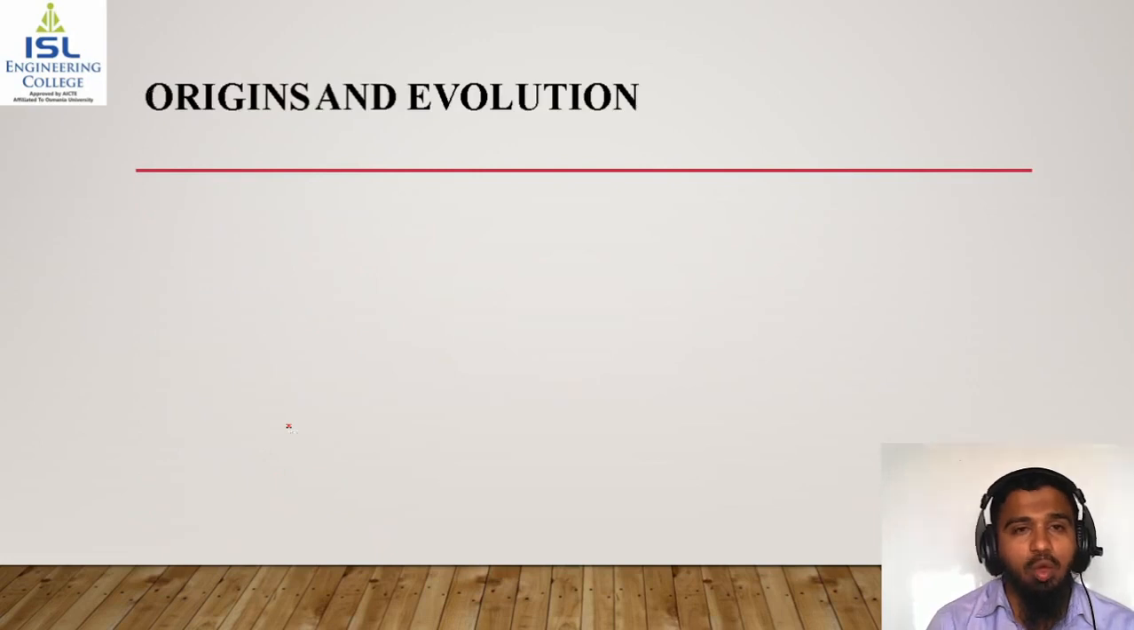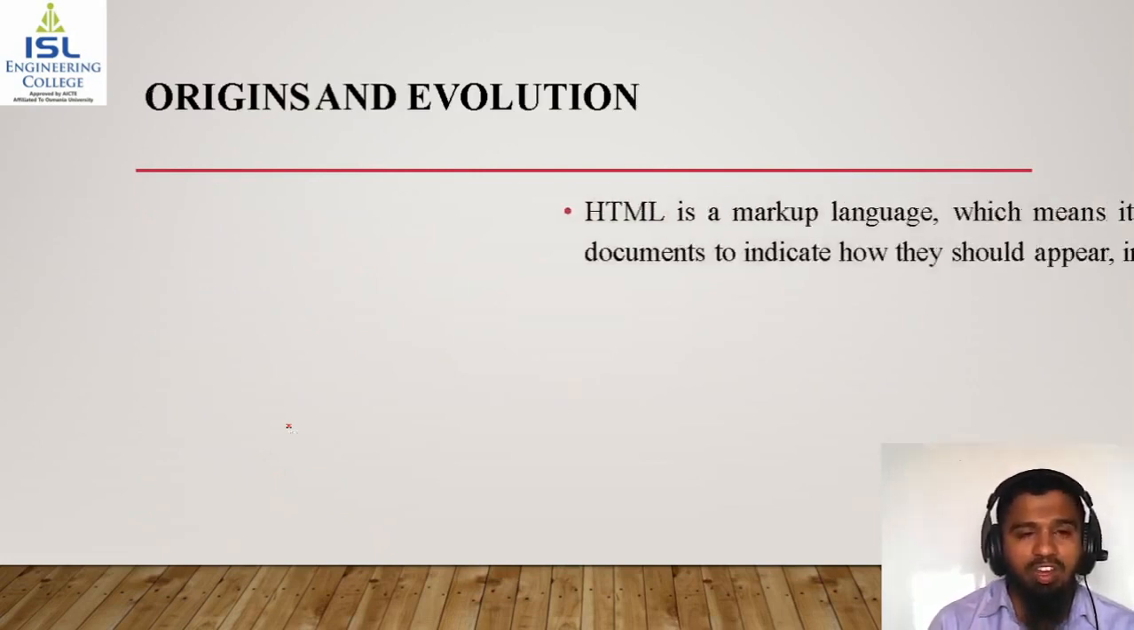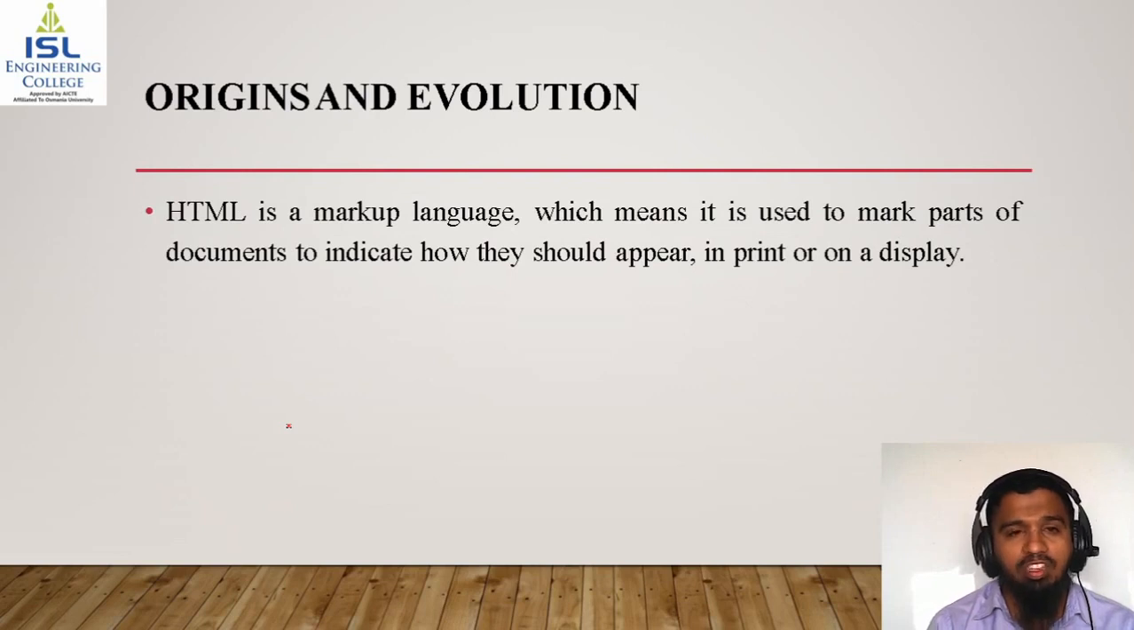So the first thing is origin and evolution, from where it started. The first point is HTML. What does HTML stand for? HTML is hypertext markup language. This is a markup language, which means it is used to mark parts of a document to indicate how they should appear in print or on a display. In simple words, a markup language is used to display or print on the page, to display on the screen how the document or page should be displayed.